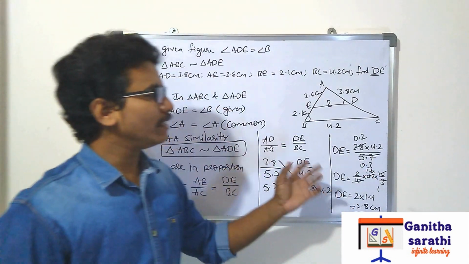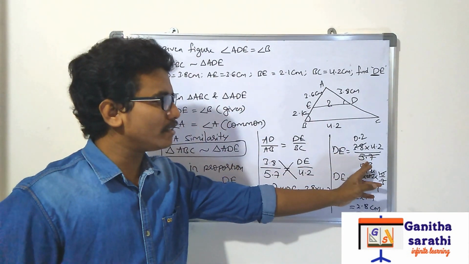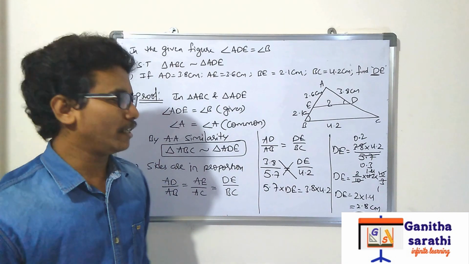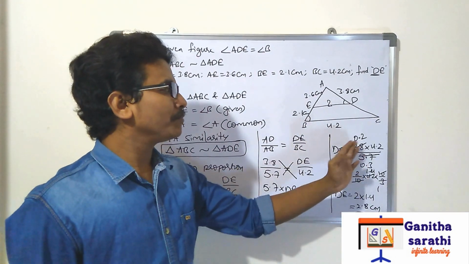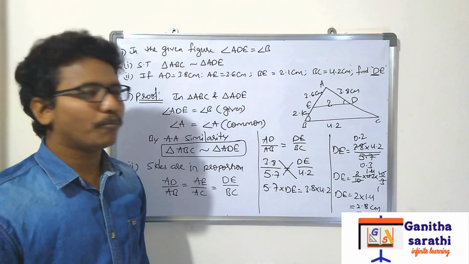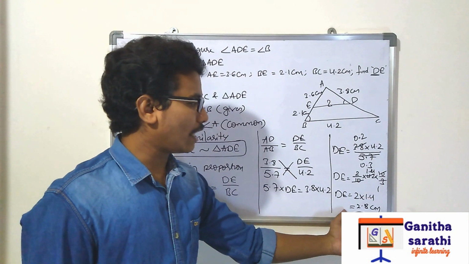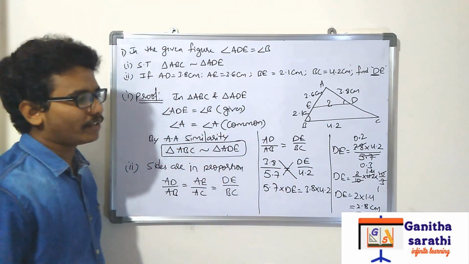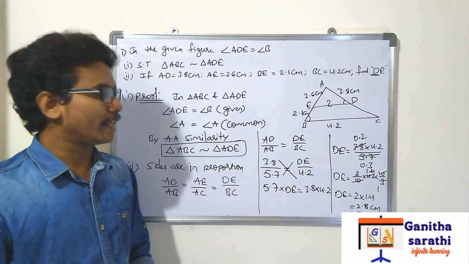Understood the cancellation? In the 19 table, 19 threes are 57. Here the decimal point is there, so you give 0.3. 19 into 0.3 is 5.7, and 19 into 0.2 is 3.8. So do the cancellation. At last, what is the answer? DE is equal to 2.8 centimeters.